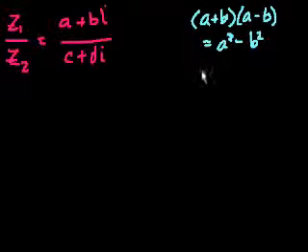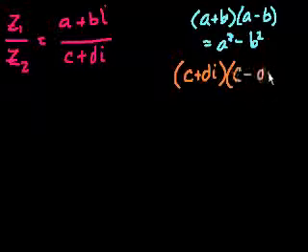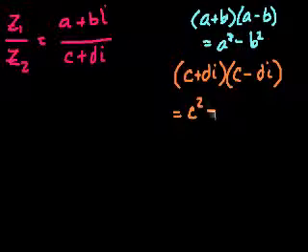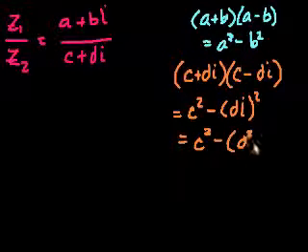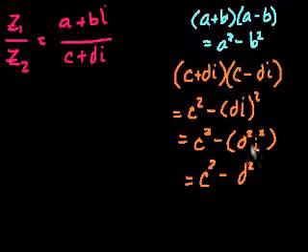So given that, what happens if we do something very similar with a complex number? If we say c plus di times c minus di. Well, in this case, a is c and b is di, right? So this is just going to be equal to c squared minus di squared, and that equals c squared minus d squared i squared, and i squared is -1, right? So this is going to be multiplied by -1, so it cancels out this negative, so you get c squared plus d squared.